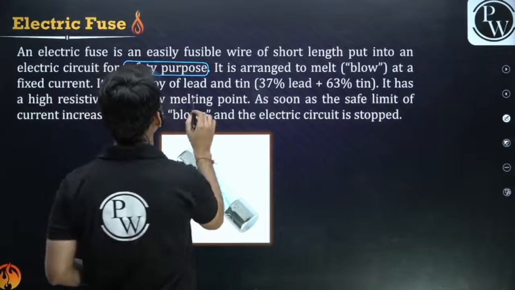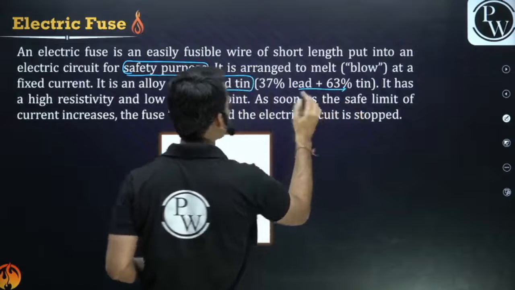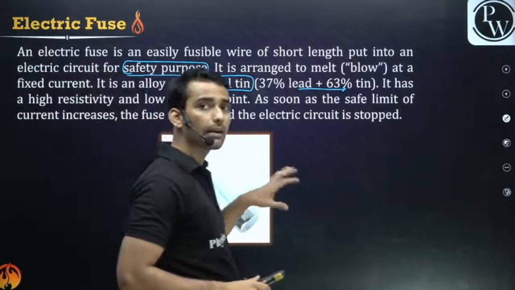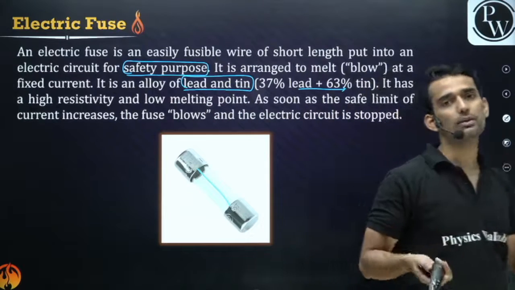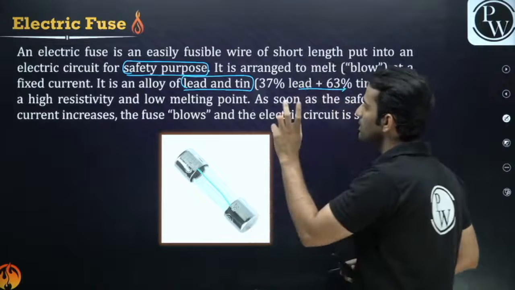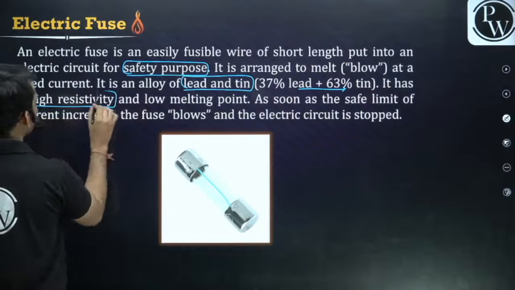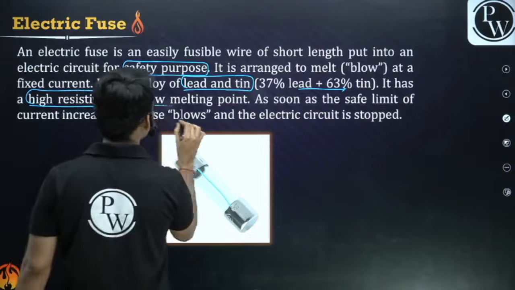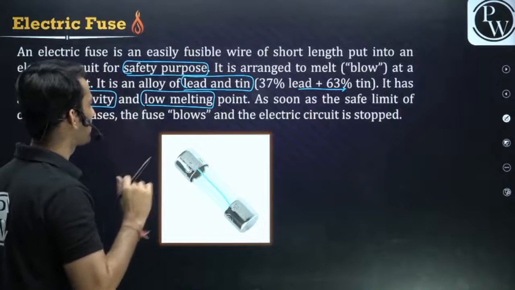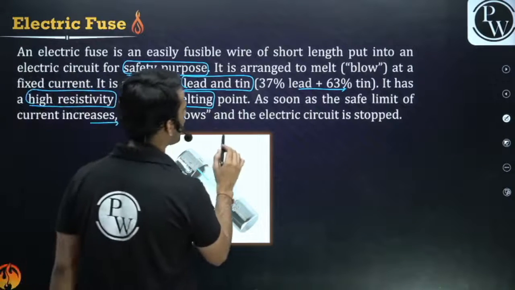So it is made up of an alloy of lead and tin, 37% lead and 63% tin. It's an alloy having more resistivity, so more heat will be produced and it will be burned up. So we need a bit of high resistivity here. So it has high resistivity and low melting point. Resistivity high means more heat is produced, but it has a low melting point, so it can be melted at a very low temperature. So as the safe limit is exceeded, the fuse blows and current is stopped.